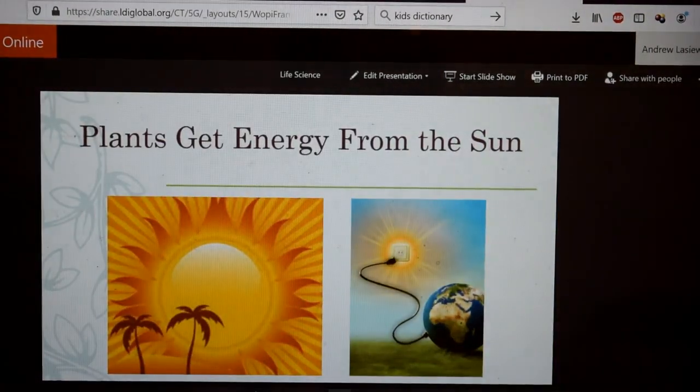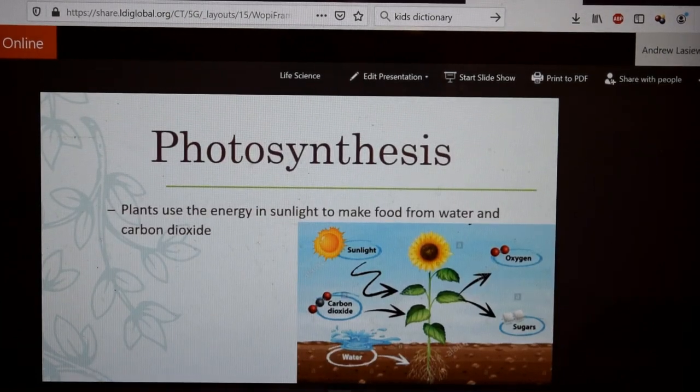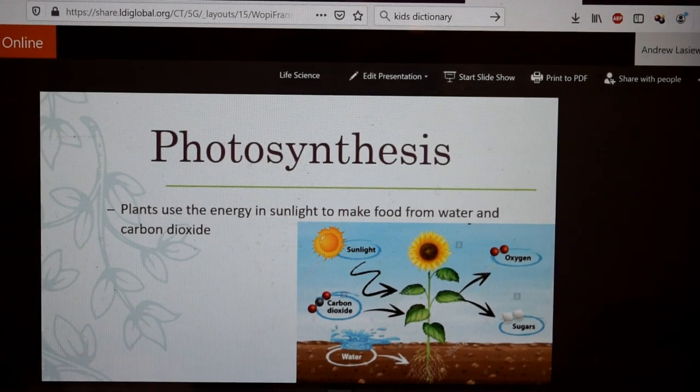All right, in short, plants get energy from the sun. And you've already written down some of these definitions. They do this through the process of photosynthesis. So plants use the energy in the sunlight to make food, using water and carbon dioxide. All of that works together to make the sugars that the plant uses. And we're going to go through the process of how photosynthesis works.